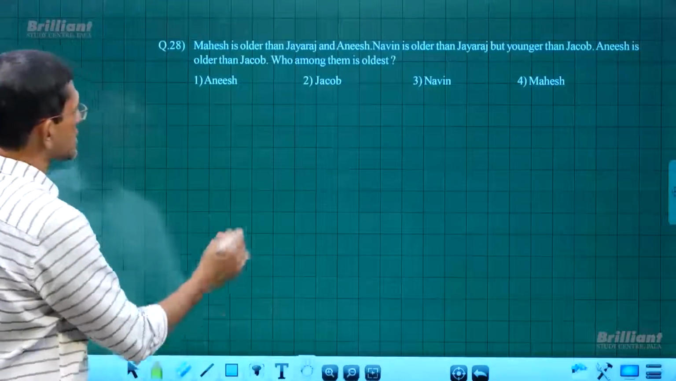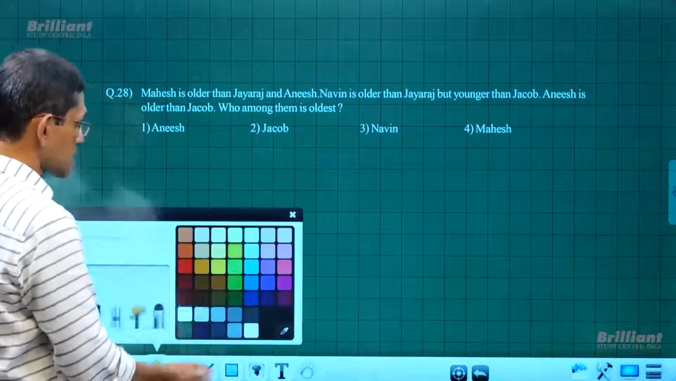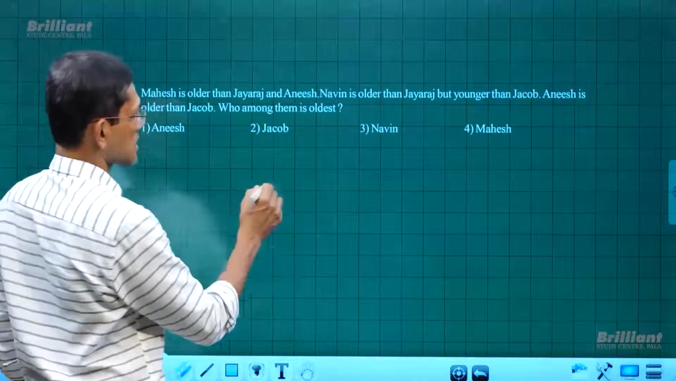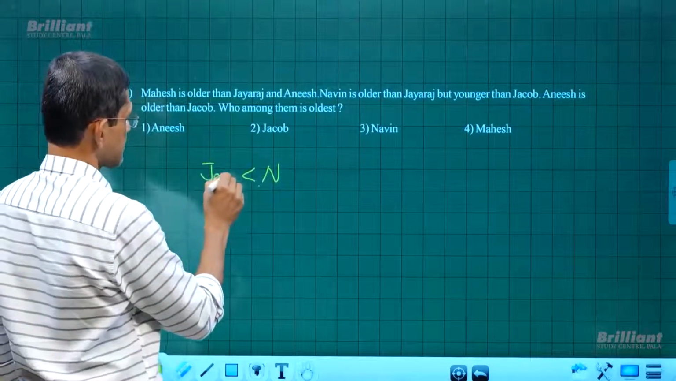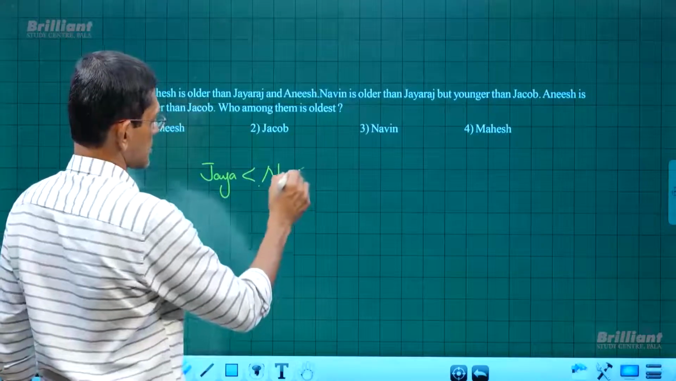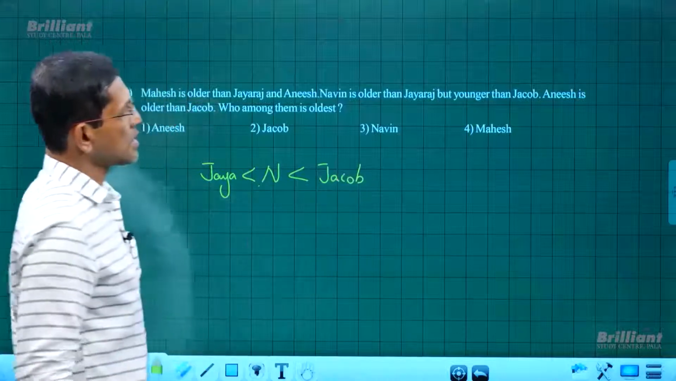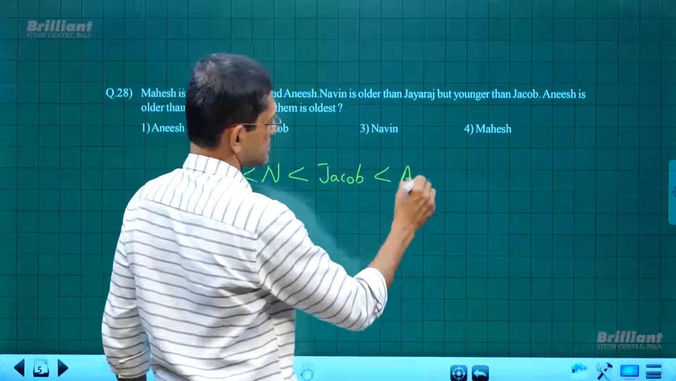Next one, 28. Mahesh is older than Jairaj and Anish. Naveen is older than Jairaj, but younger than Jacob. And Anish is older than Jacob.